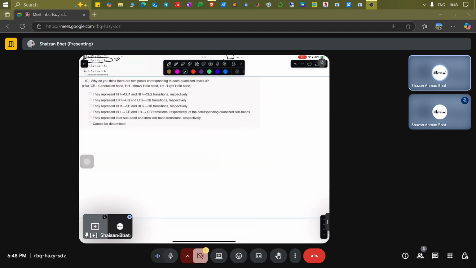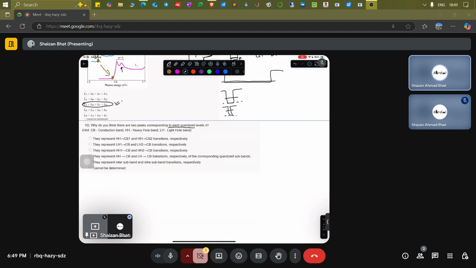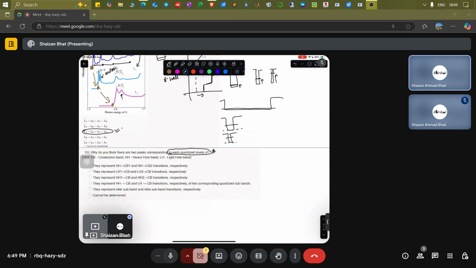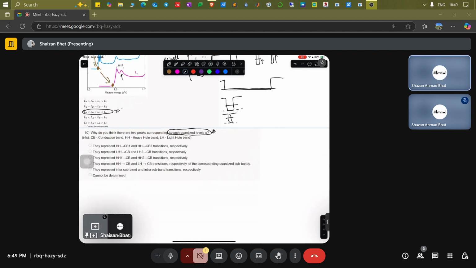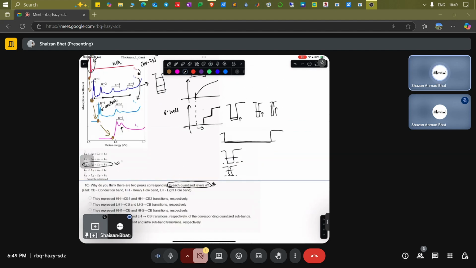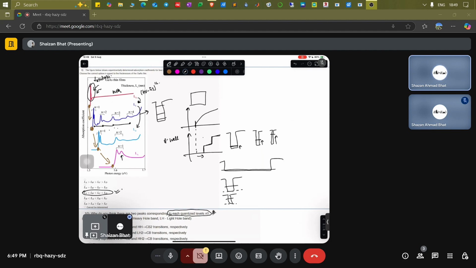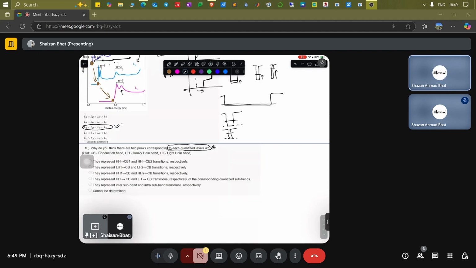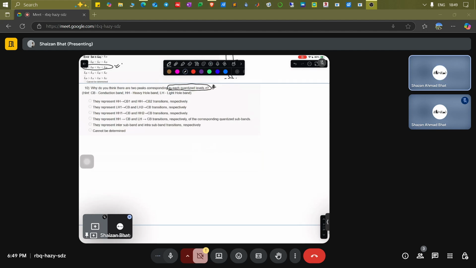Okay. So why do you think there are two peaks corresponding to each quantized level n? Okay, so there are two peaks. This is not because of excitonic effect, or at least not exactly. It can also be because of something called heavy hole to conduction band transition and light hole to conduction band transition.